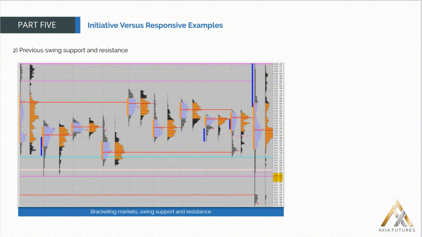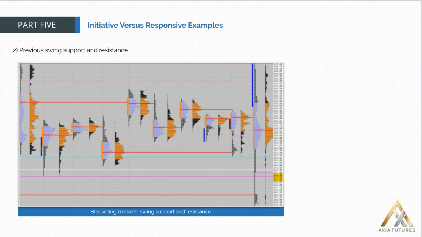Now, the example I like to use for more responsive type price action, whilst you do see it on a daily time frame, in order for me to get you to really fully grasp what I'm trying to get across, I like to incorporate quite a number of profiles. Again, this is probably maybe 3 or 4 weeks of data, but the concept is the same, and that's why I want to show it to you on a little bit of a longer term time frame.